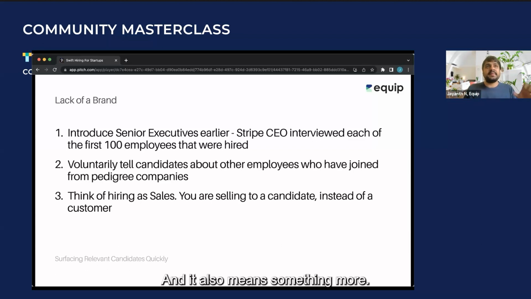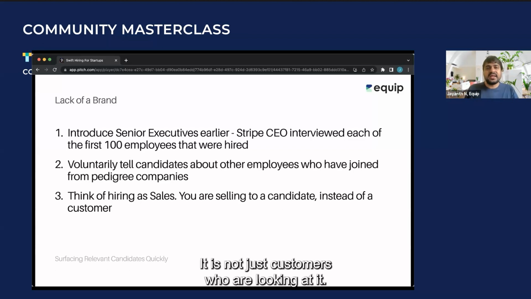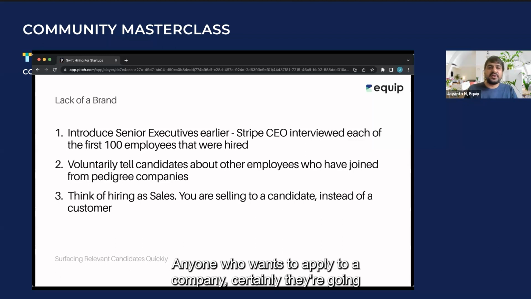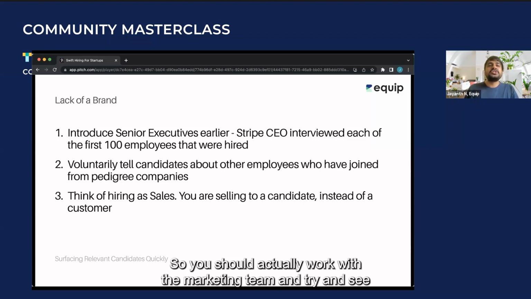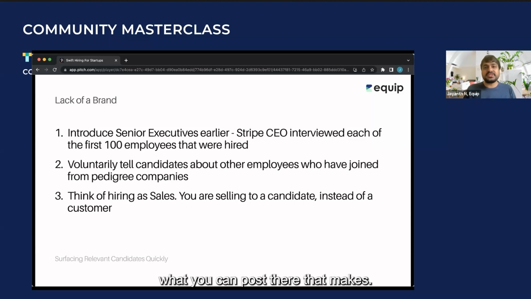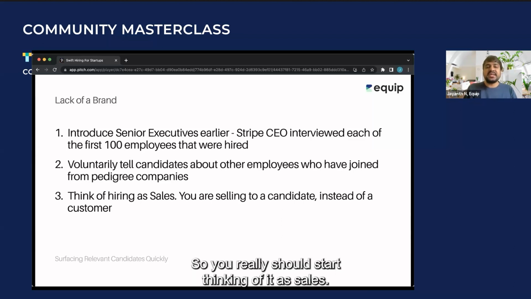And it also means something more. What you put up on your website, what you put up on your LinkedIn, it is not just customers who are looking at it. Anyone who wants to apply to your company, certainly they're going to look at your website, look at your blog, look at your LinkedIn. So you should actually work with the marketing team and try and see what you can post there that makes candidates want to join you, right? So you really should start thinking of it as sales.